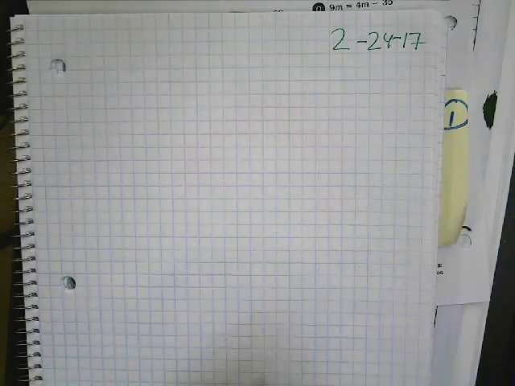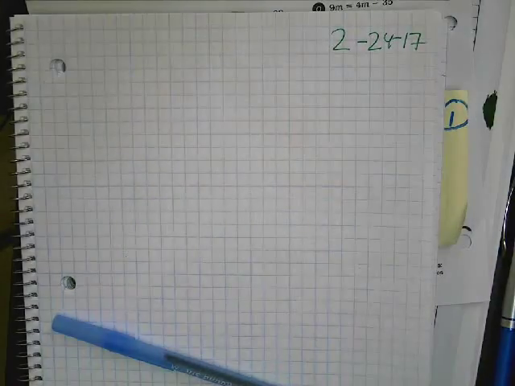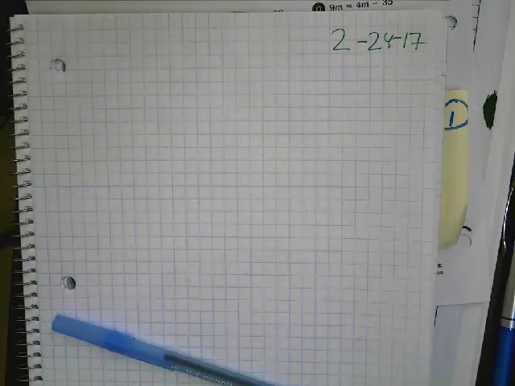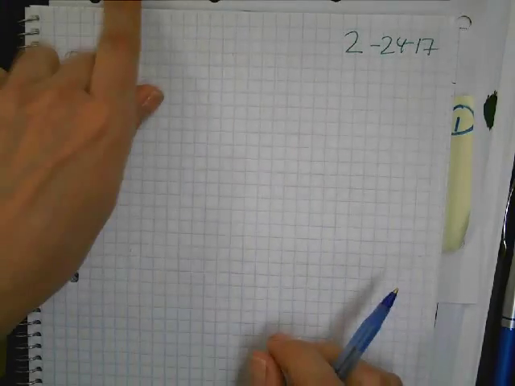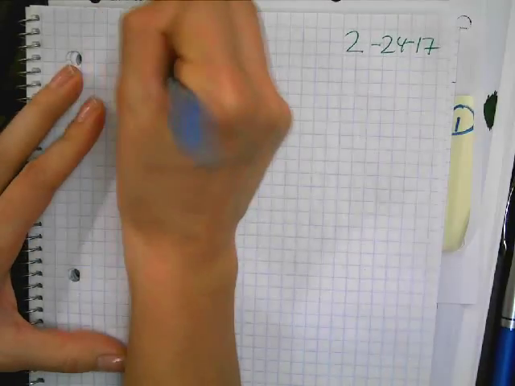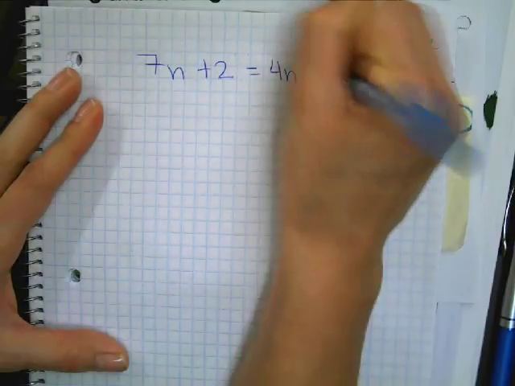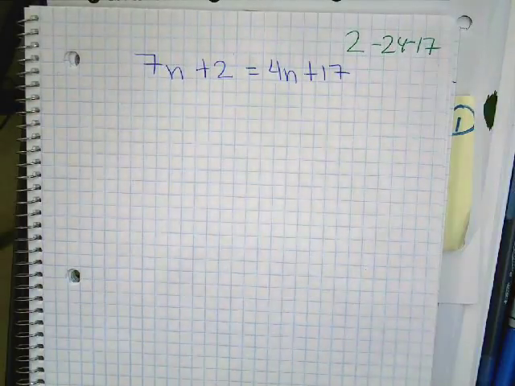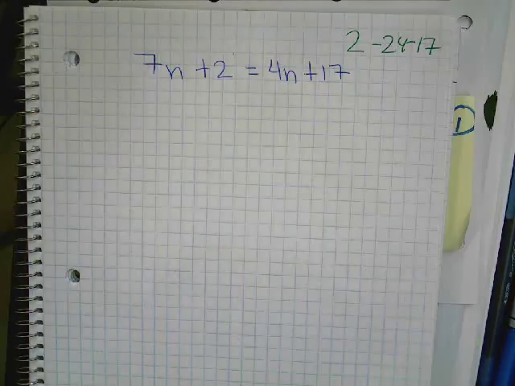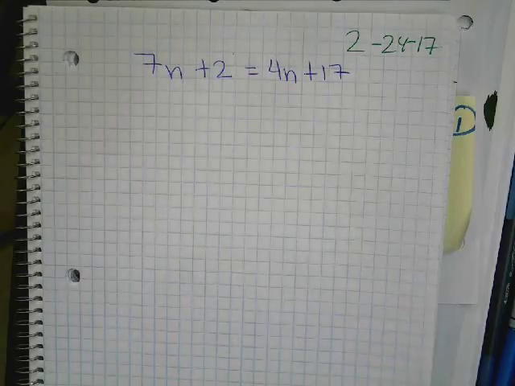22417. Did anybody realize what's the difference between these problems and the problems I taught you before? What's the difference? Exactly. So there's a variable on both sides. So I'm going to literally recopy the first one: 7n plus 2 equals 4n plus 17. We're just going to use their problem, but we're going to write it in our notebook so it lasts. Okay? So there's variables on both sides.